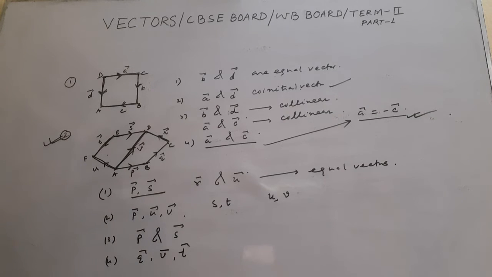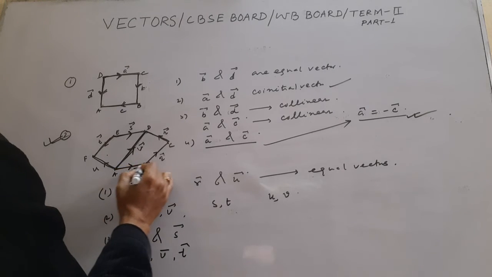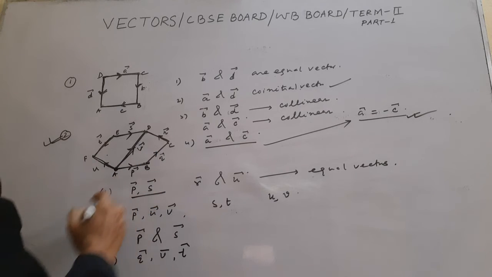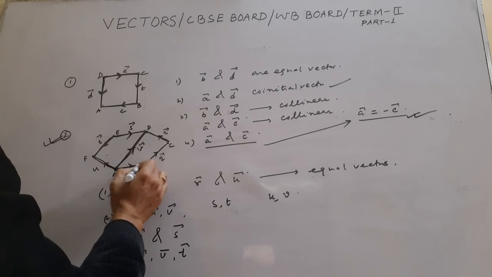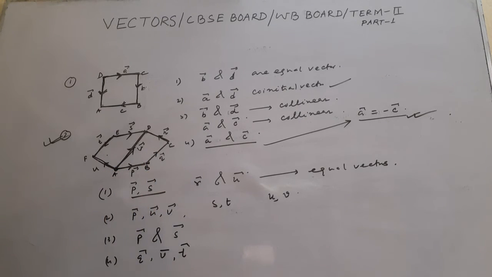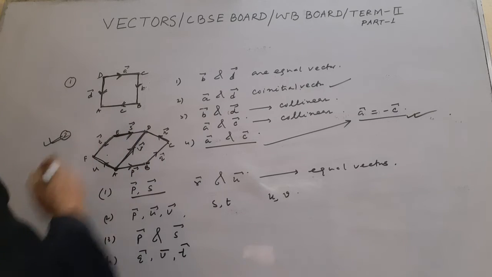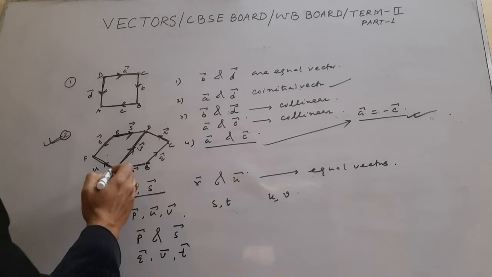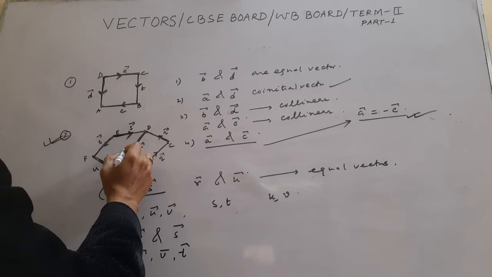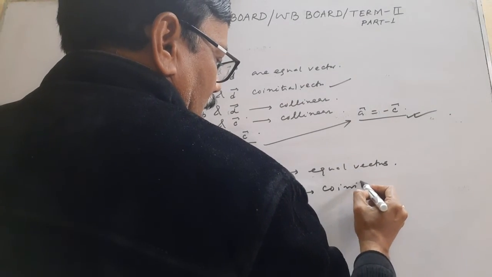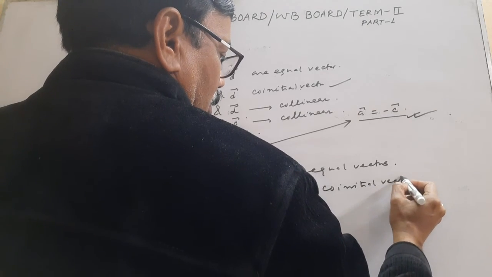Now P, U and V. This is P, this is U and this is V. They are coming from A, so they are called co-initial. S and T from E, so they are co-initial. U and V, so co-initial. They are co-initial vectors.